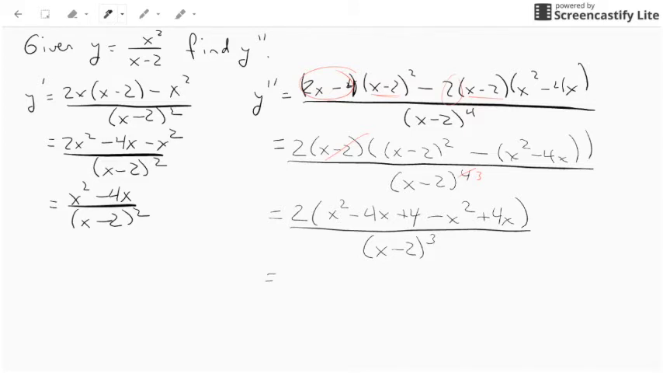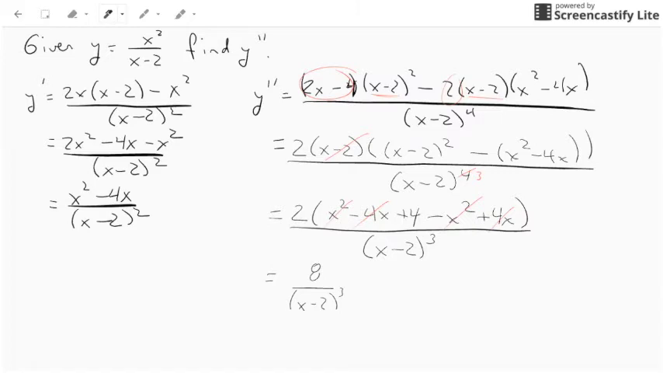The x squareds cancel. The negative 4x and the positive 4x balance each other out. And so what I'm left with in the numerator is this 2 times the 4, or 8, over x minus 2 cubed. Notice in this case that although the first derivative did become a more complicated expression, the second derivative became a lot more manageable. Now, granted, we got this cubic in the denominator, but the numerator became a lot friendlier. And in fact, if I was to continue to take the derivatives here, it would be a nicer expression.